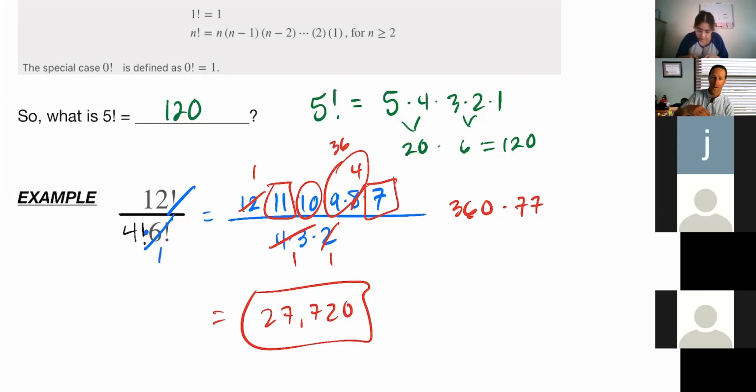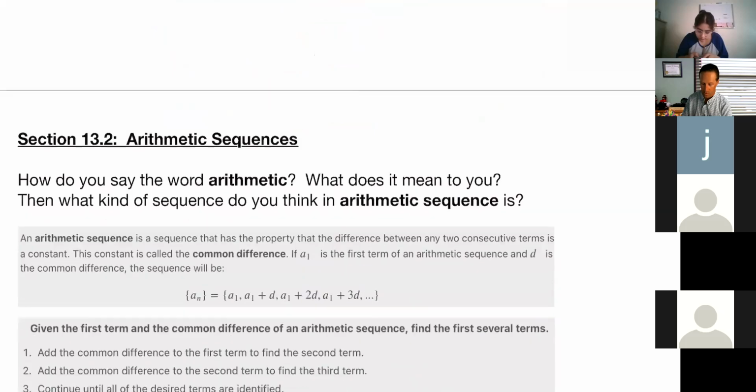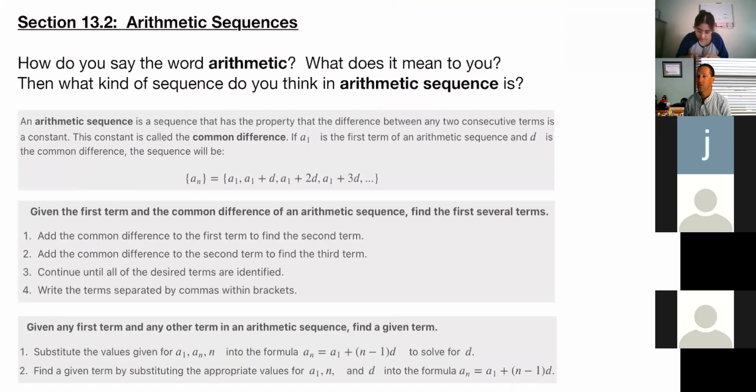Okay, so the factorials will come into play a little bit here, so I wanted to make sure that I went over that. Otherwise, we're going to move on to 13.2 and 13.3, which hopefully won't take me too long so we can get to our group quizzes.